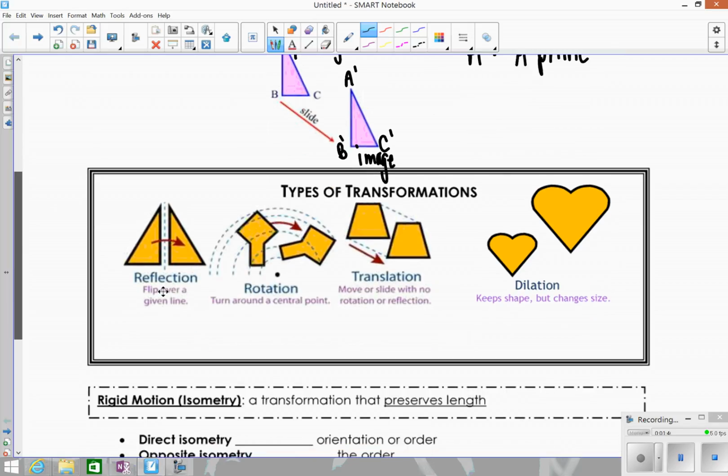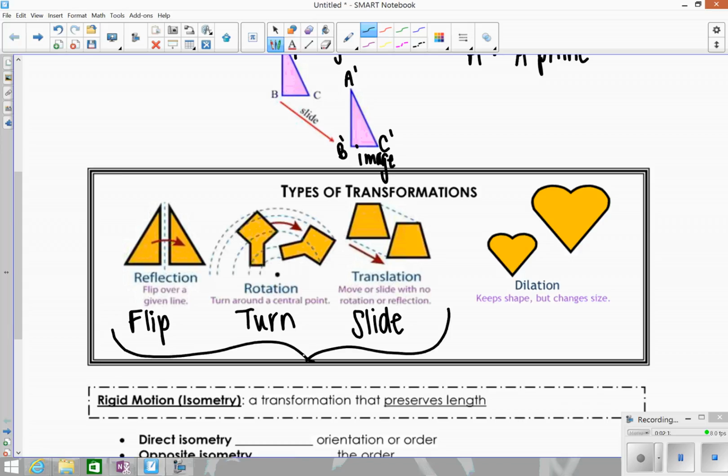And then the 4 types of transformations that you've heard of before. You have a reflection, which just means that you're flipping an object. A rotation means you're turning an object around a specific point. And a translation just means that you're sliding an object a certain distance and direction. These 3 transformations will not change the size or the shape of the original figure.